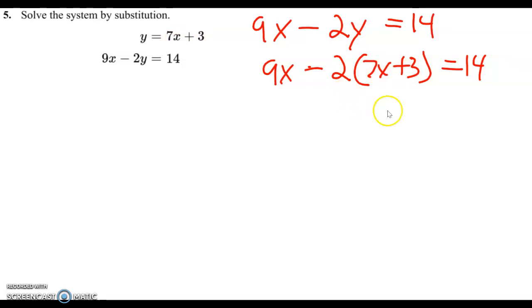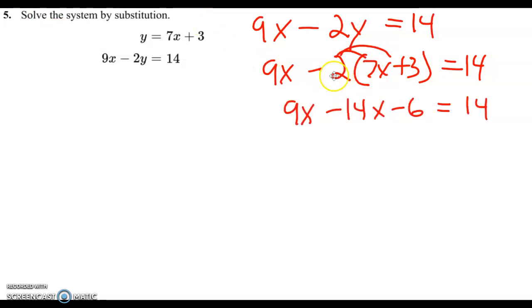Now I've got a negative 2 times this binomial, which means I got to use the distributive property and multiply that negative 2 times 7 to get negative 14x, and then negative 2 times 3 to get negative 6. Then next I'm going to combine my like terms. I've got 9x and negative 14x, different signs, find the difference. 14 minus 9 is 5. I get negative 5x minus 6.